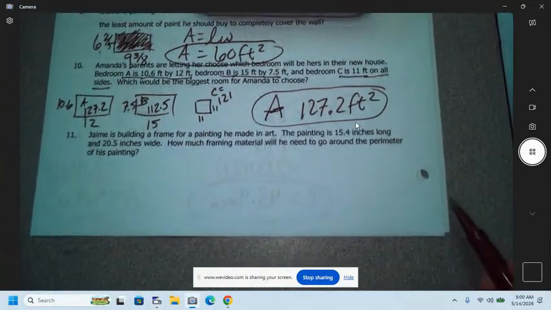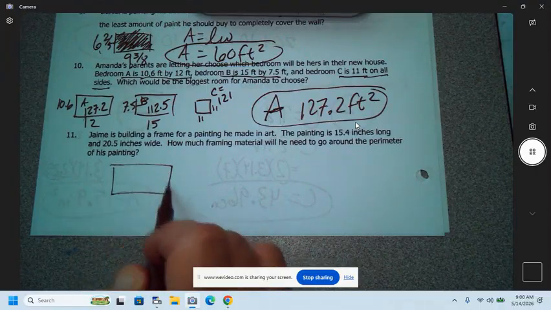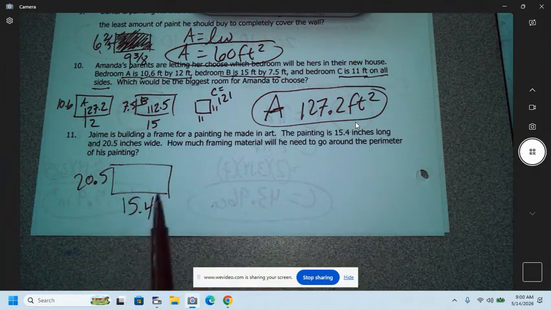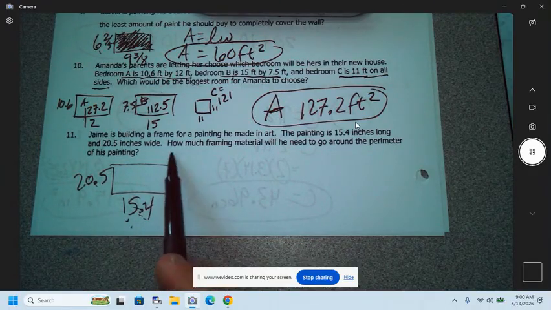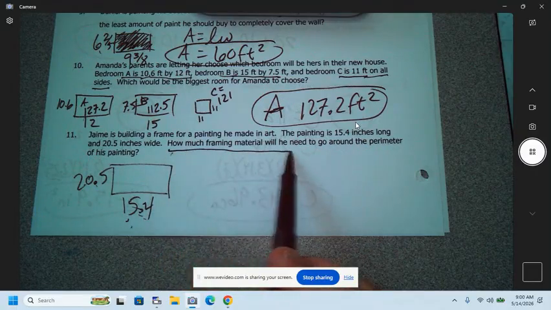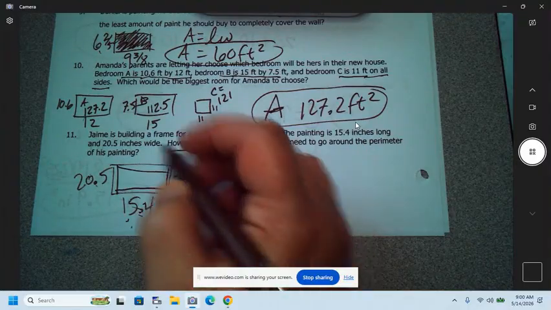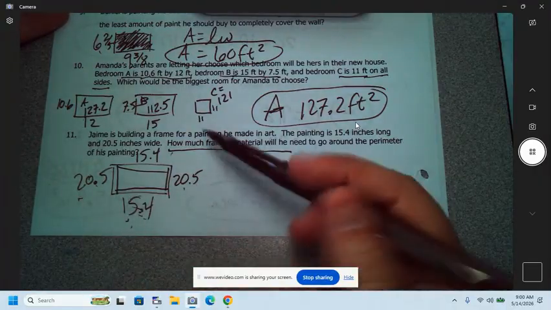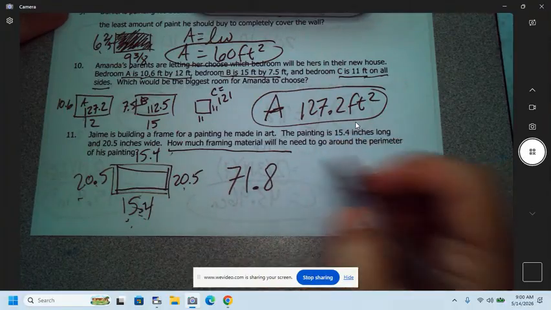Number 11, Jamie's buying a frame for a painting that he made in art. The painting is 15 and 4/10 inches long and 20.5 inches wide. Does it matter which number we put where? It really doesn't make a difference. Length and width, or we can multiply in any order or add in any order. How much framing material does he need? So we need to add up for the frame, another frame question. So 20.5, 15.4. Let's see, that's 41, 71.8 inches.